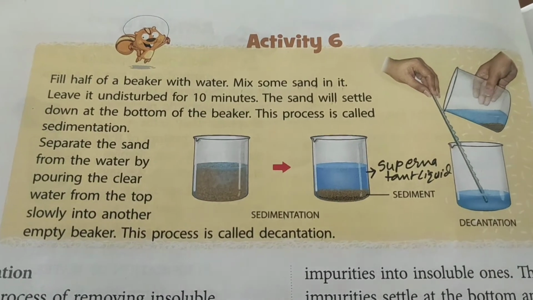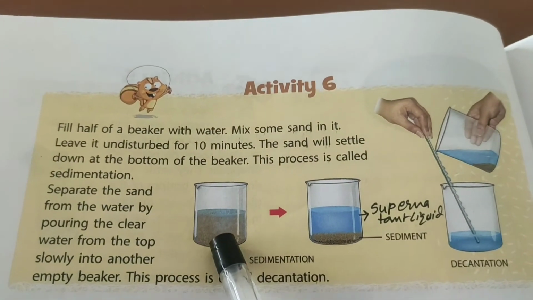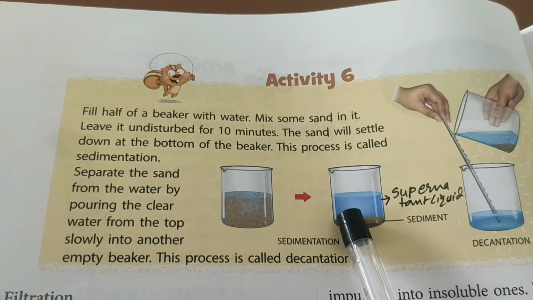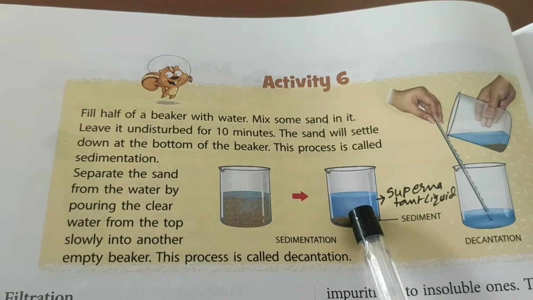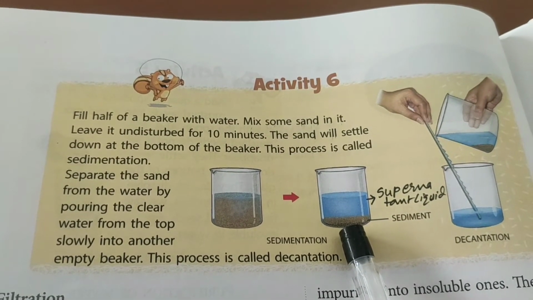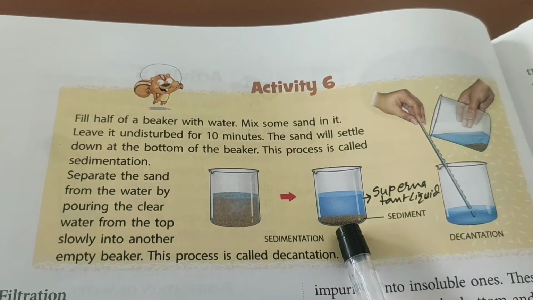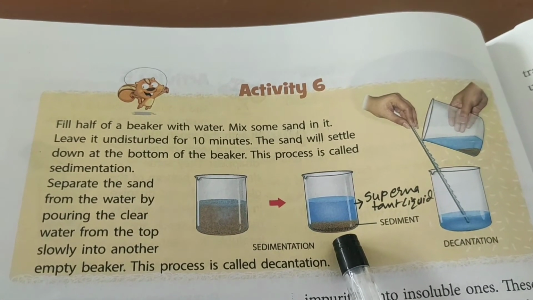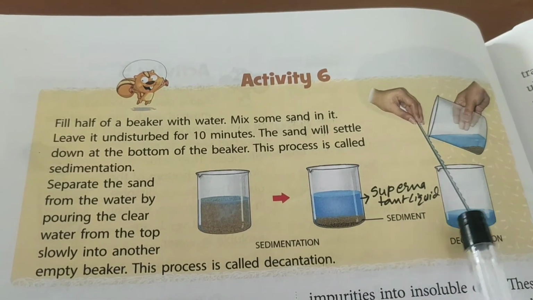You can see here in a beaker, the sand is mixed in water and then it is left for 10 minutes. The sand will settle down at the bottom of the beaker. This process is called sedimentation, means settling down of the insoluble impurities. Now, the sand is separated. How is it separated? From the water by pouring the clear water from top slowly into another empty beaker.